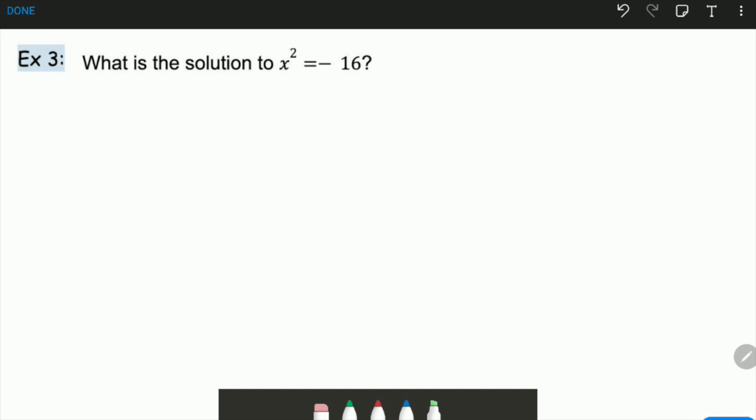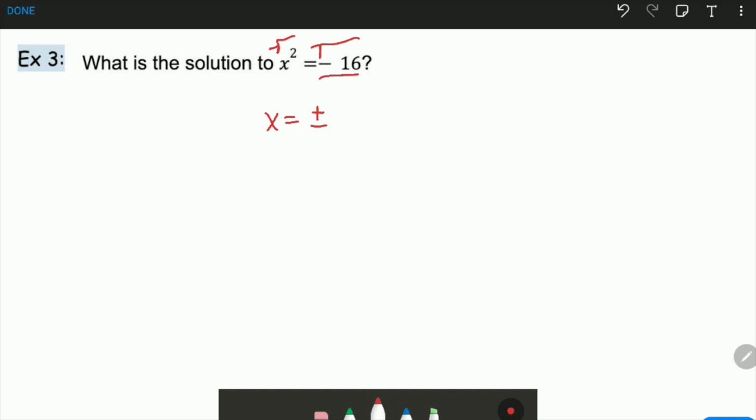Okay, in this example, we're asked what is the solution to x squared equals negative 16? Well, normally we'd apply the property right away because there is no addition, subtraction, or multiplication, division. Applying the property, we would square root both sides here, giving us x equals plus or minus, but we have a problem.